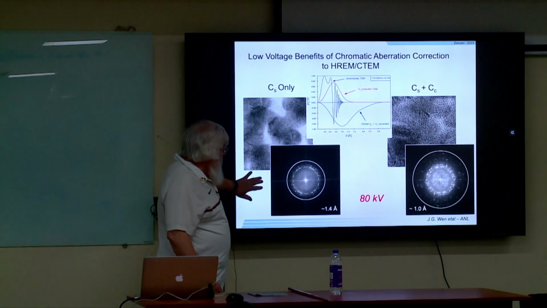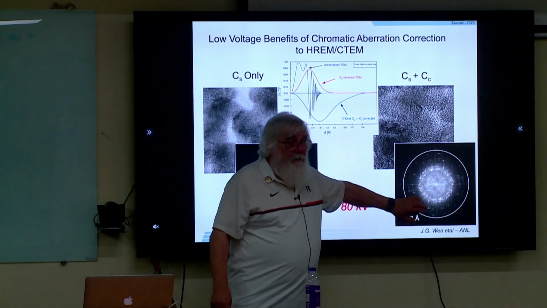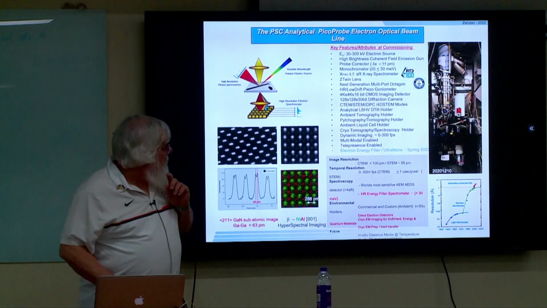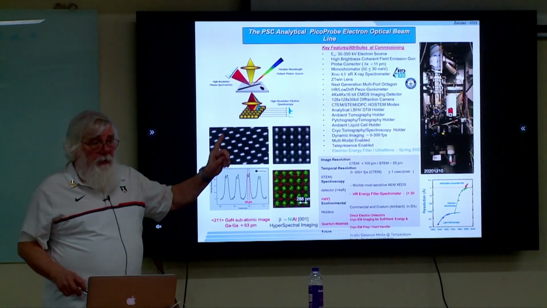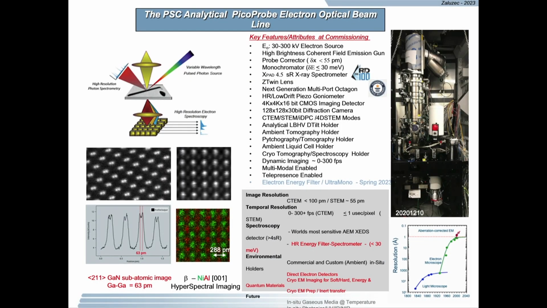So at 80 kV, we've gotten down to the 1 angstrom level. That was the first on that particular machine. This happens to be my machine. It's a 30 to 300 kV probe corrected machine.